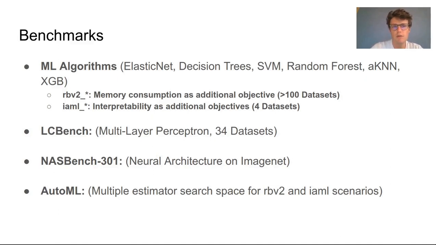Additional search spaces include the LC-Bench search space, which is a search space for a multi-layer perceptron, available across 34 datasets, and the NAS-Bench 301, a neural architecture search space. We furthermore include an AutoML search space, which allows to search across multiple estimators and their hyperparameters for the RBV2 and IAML scenarios.